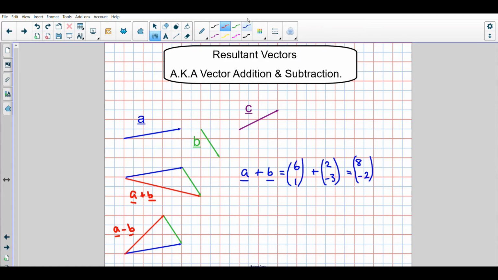And then if we look at that in component form again, doing A minus B, we would have 6, 1, and we're going to take away 2, negative 3, and our answer is 4 in the x direction. Oh, that's good, because that's the same as 6 minus 2. And then we're going to go 4 up. And when we look at that closely, that's the same: 1 take away negative 3 gives us 4.